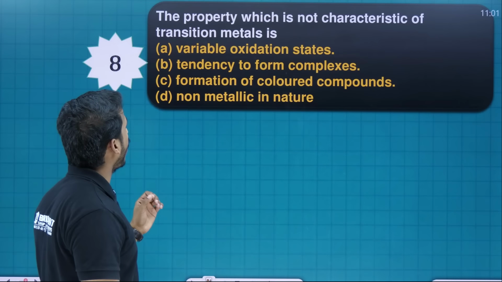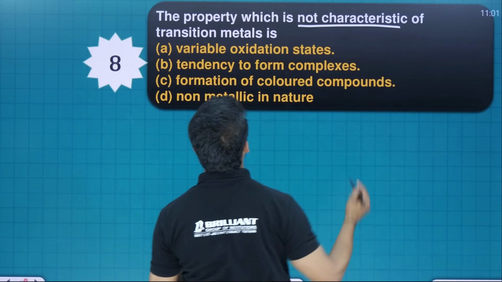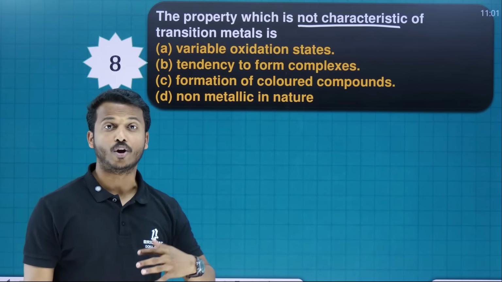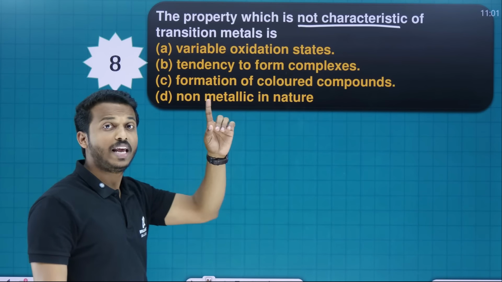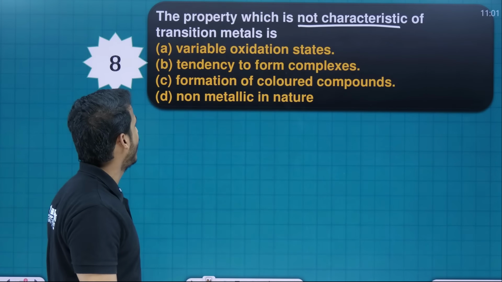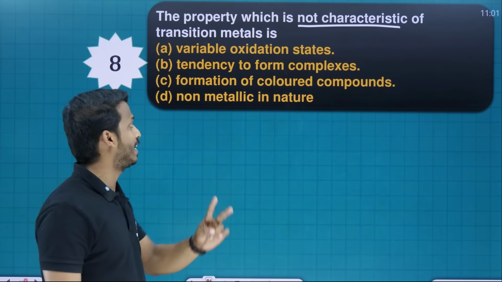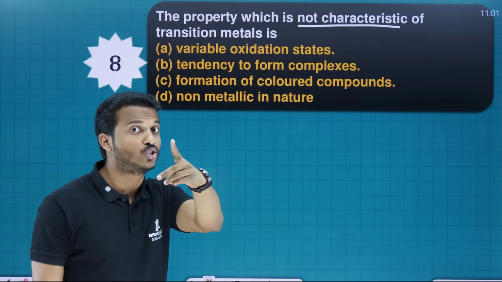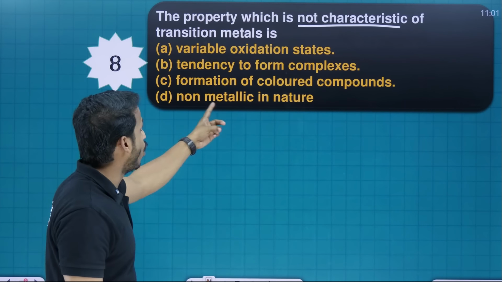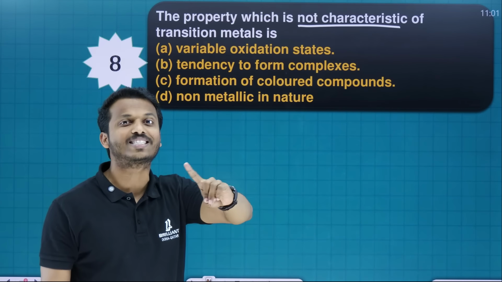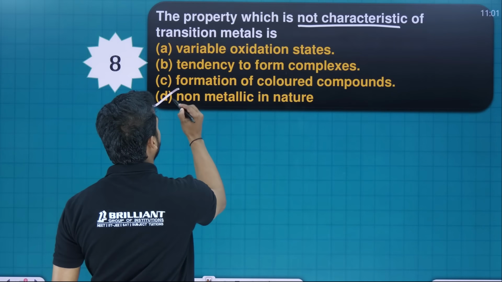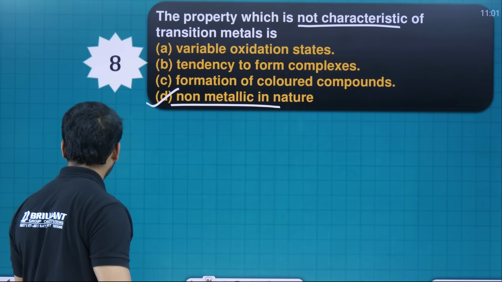Question number 8, the property which is not a characteristic of transition metals. Variable, yes, they show variable oxidation state, tendency to form complexes, yes, formation of colored complexes due to d-d transition, yes, non-metallic, no. Transition elements are metals, they are metallic in nature, they are not non-metallic.